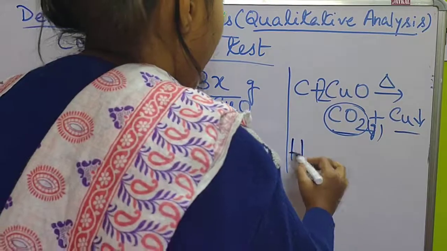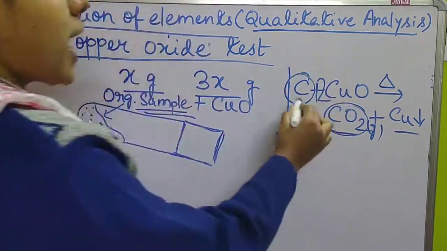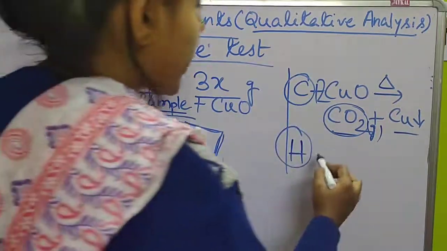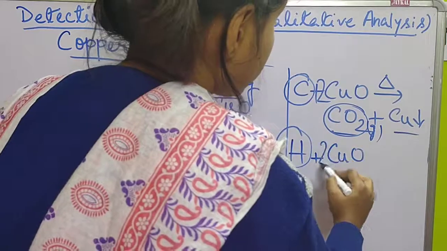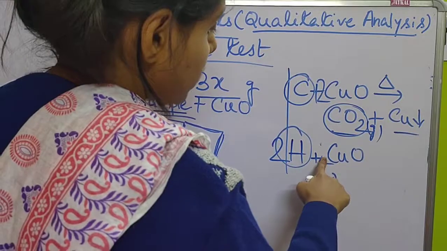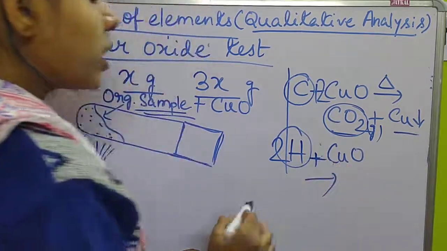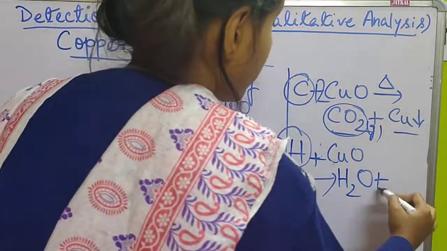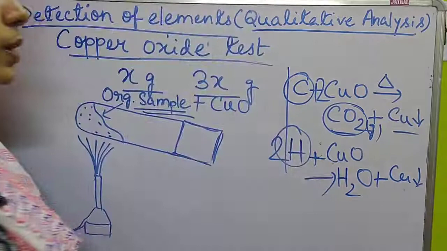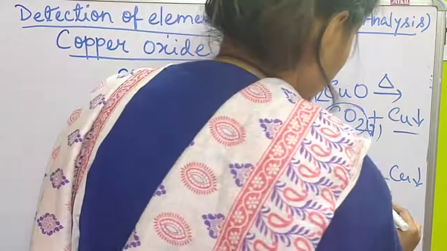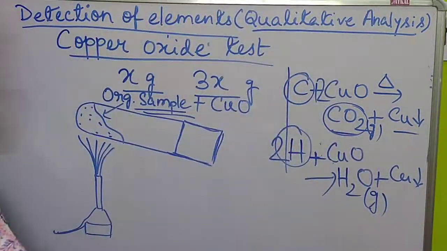As hydrogen is also present in the organic sample, whenever we heat it, 2H plus CuO, what will happen? Hydrogen reacts with the oxygen atom, making a water molecule, and again metallic copper is deposited. The water obtained is also in the gaseous form, so we get a gaseous mixture.